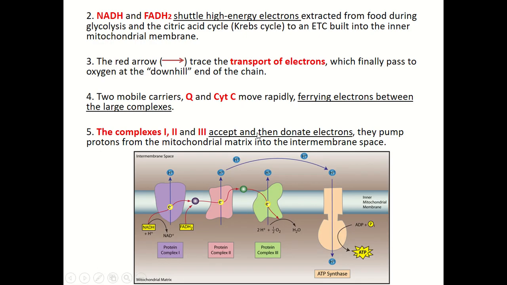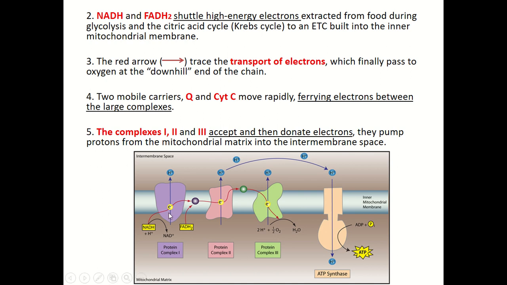So, let's look at the function of NADH and also FADH2. We have NADH over here and FADH2, which are extracted from the food during glycolysis and the Krebs cycle process, and we transfer them into the ETC, or electron transport chain, built into the inner mitochondrial membrane.